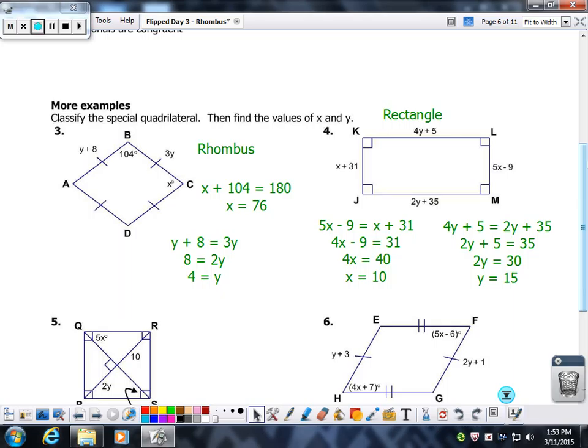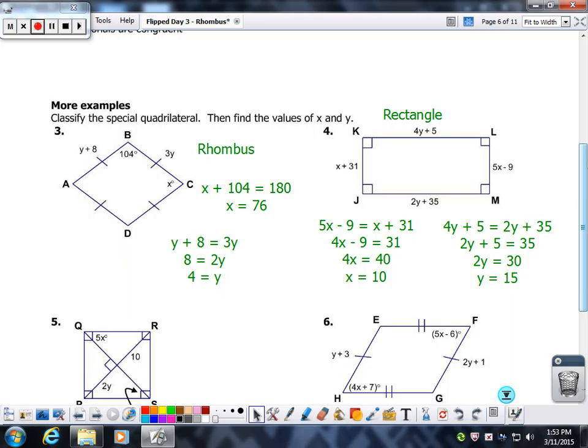Number 4, you'll notice we have a rectangle. It has 4 right angles, but not all the sides are congruent. However, opposite sides are congruent. So to solve for x and y, x plus 31 is equal to 5x minus 9. Subtract x from both sides, you get 4x minus 9 equals 31. Add 9 to both sides, 4x equals 40, and divide by 4 to get x equals 10.